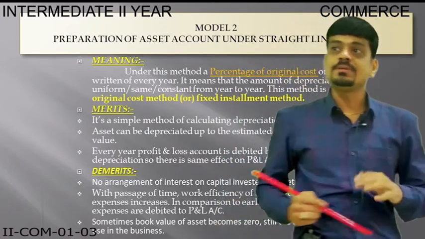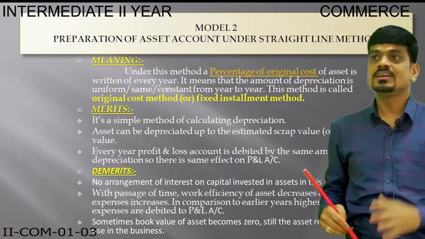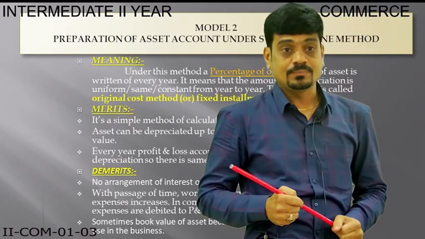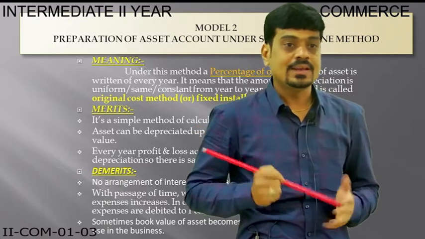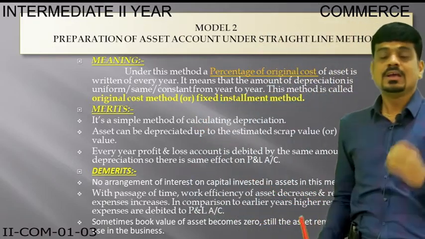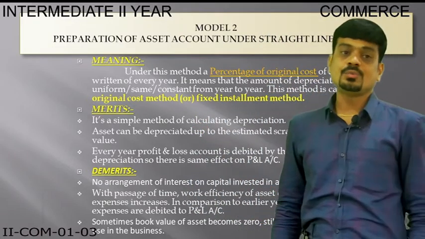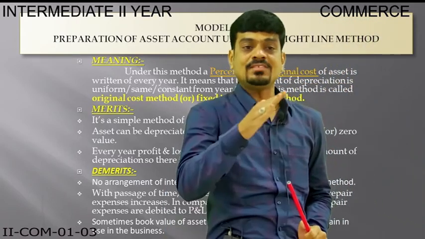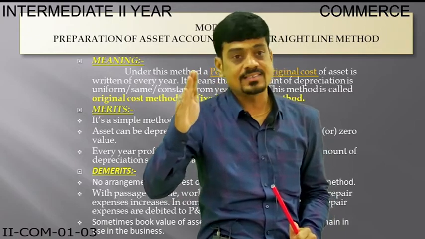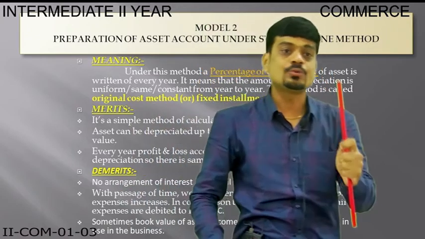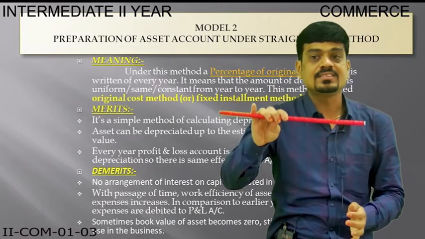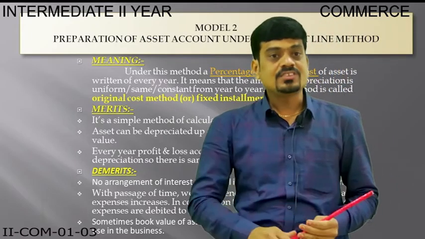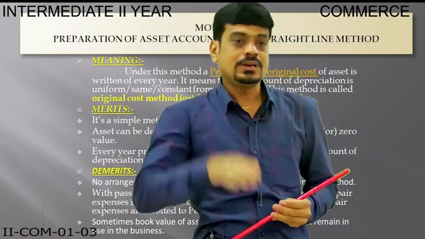Then come the demerits. What are the demerits? We cannot make arrangement for interest on the capital. Whatever investment we made, we cannot make provision for it. Another important defect is what? Scientifically, we know that with the passage of time, the value of asset is decreasing. So even the amount of depreciation should decrease. But what are we doing? We are charging the same amount of depreciation.